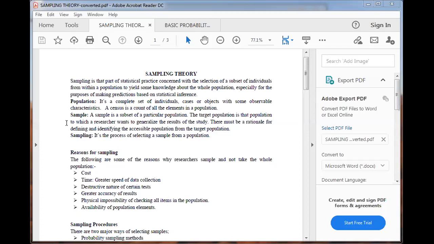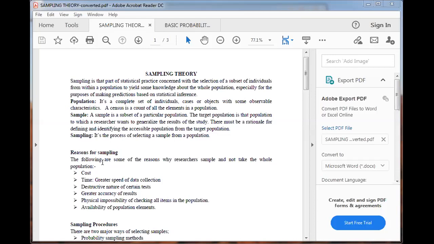Then if you do an analysis or you do some testing on part of the population, which we normally call a sample, then you are actually doing what you call sampling. But more importantly, note that sampling is the process of selecting a sample from the entire population. Then we can go ahead now and see reasons why sampling is important.